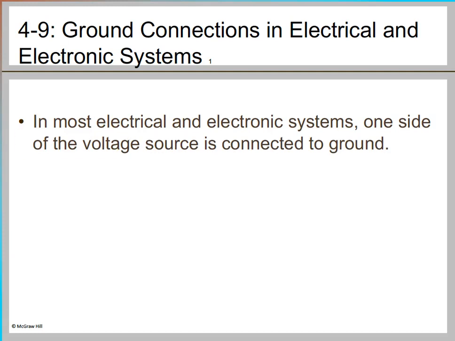Then it says here that in most electrical and electronic systems, one side of the voltage source is connected to the ground. You already know that, as you have been building a lot of circuits which have the ground, and now you know what the ground is, and how the voltage equals 0, because the resistance is virtually 0.